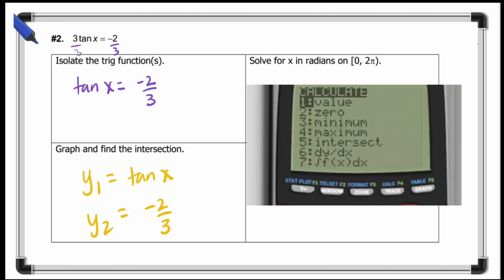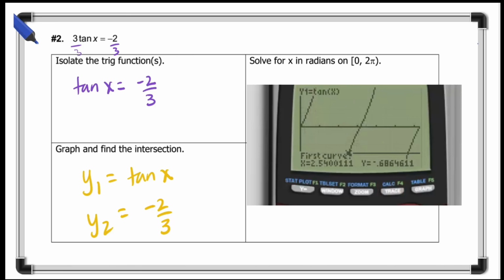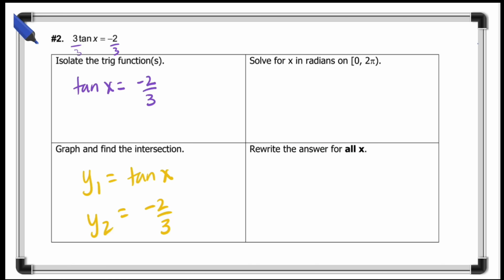And then again, to find the second point, you have to reset your tracing here. So second trace, down to intersect. And you can move over. Here we go, till you get to the other value. And enter, enter, enter, and that'll be 5.695. So my first intersection was 2.554. My second answer was 5.695.